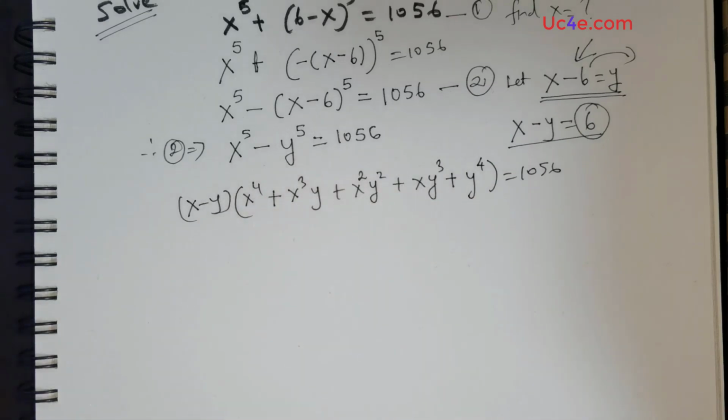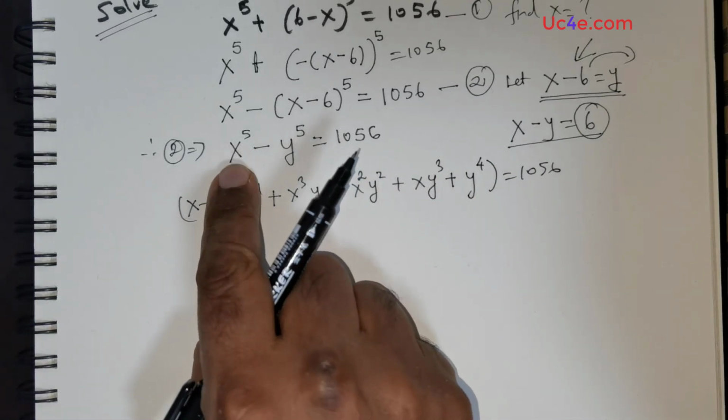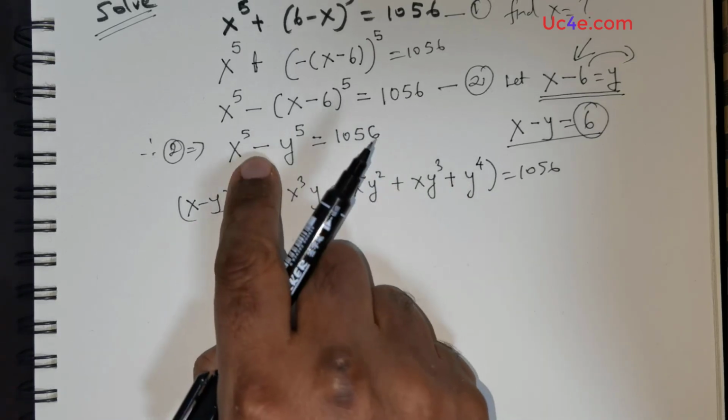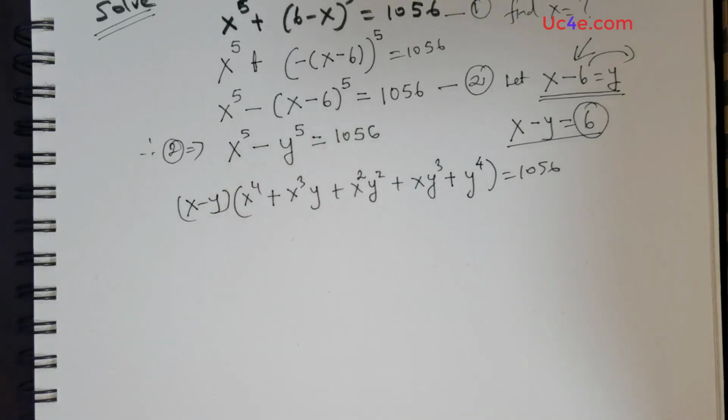This is a popular expansion for degree 5, x raised to the power of 5 minus y raised to the power of 5. And if you were to distribute this quantity, you will get this quantity back. You can try that out.